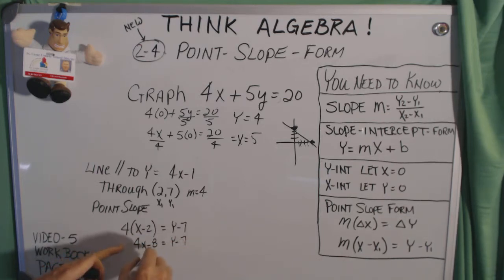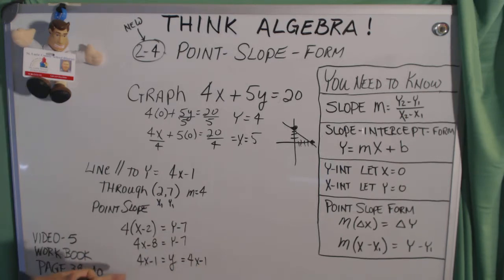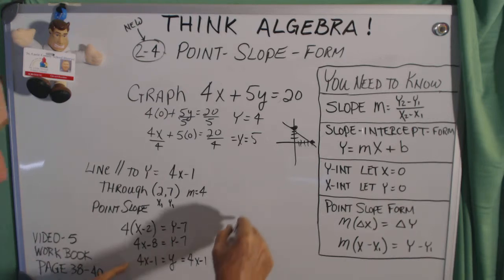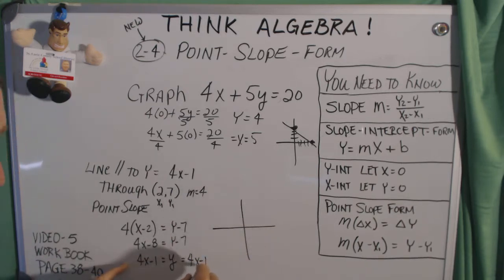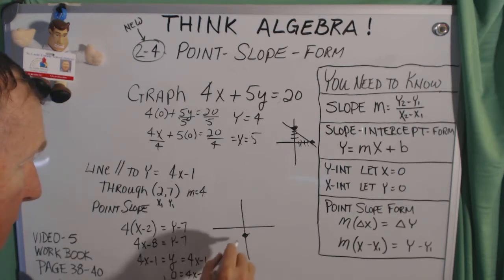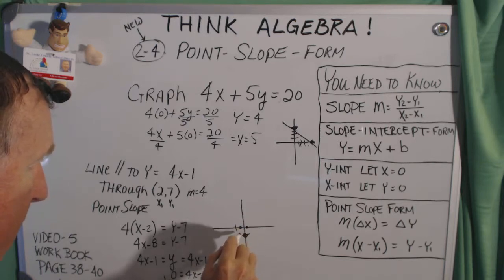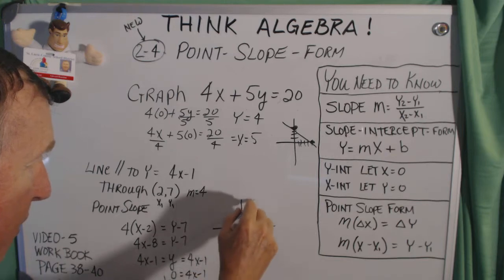Let's see. I'll bring the 7 over here. It becomes a plus, so this is 4x minus 1 equals y. Or y equals 4x minus 1, if you can visualize that better. And then I can plot that. Here's my y-intercept at minus 1. And if I let y equal 0, I'm going to have x equals 1 over 4, 1/4. Here's 1, 1/4 is going to be right there. Nope, 1/4 is going to be right over here. Okay, it's a plus 1/4.